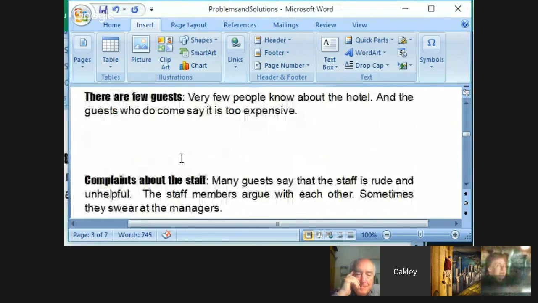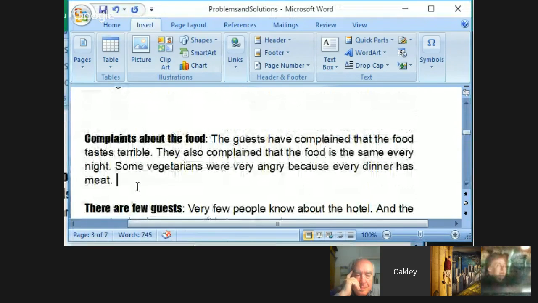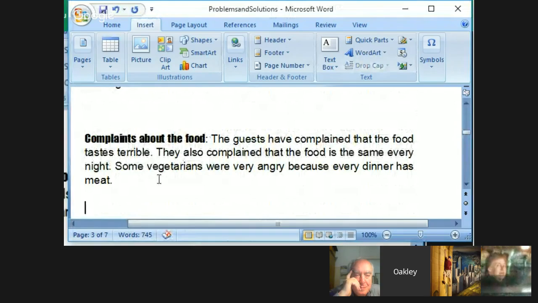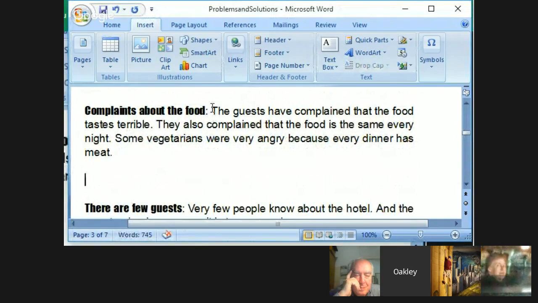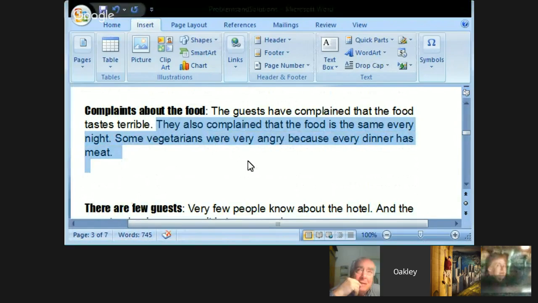Okay. One more. We just got a few more minutes. Let's go to food. Complaints about the food. The guests have complained. The food tastes terrible. It's a disaster, this hotel, teacher. Just sell it. They've also complained the food is the same every night. Some vegetarians were very angry because every dinner has meat. Okay. My gosh. All right, Ken. What do you think? Do you have any suggestions?